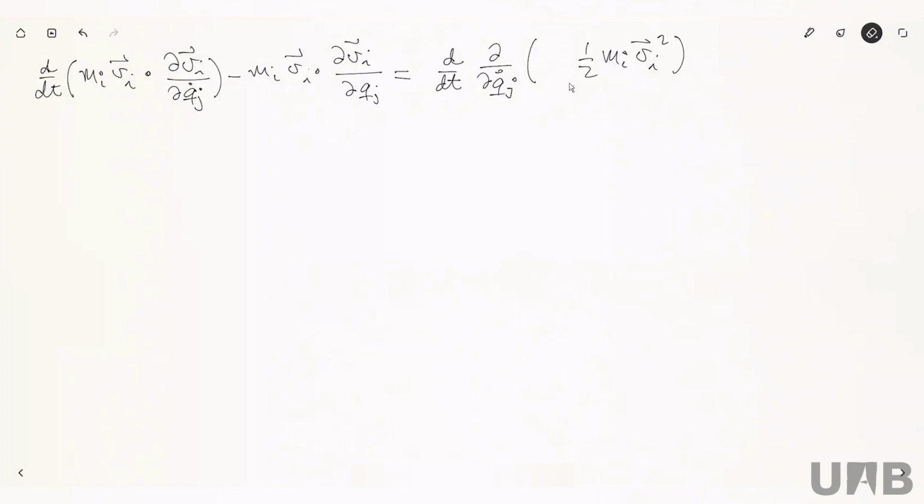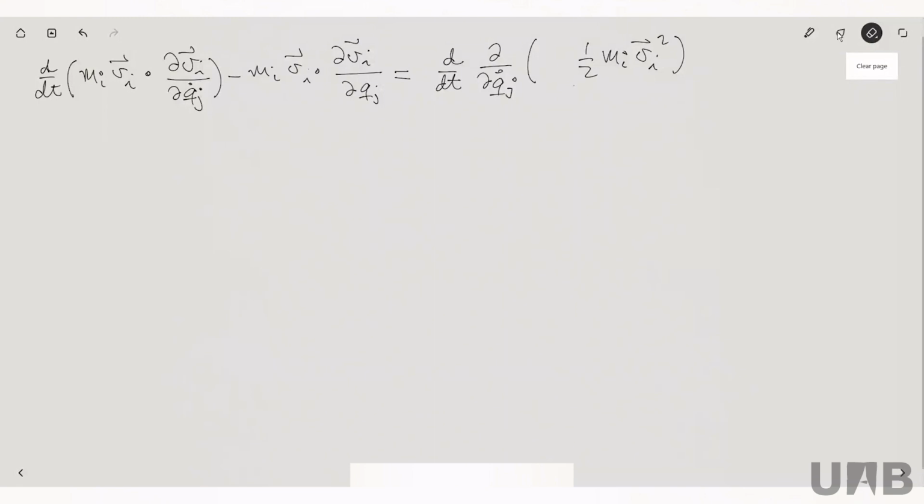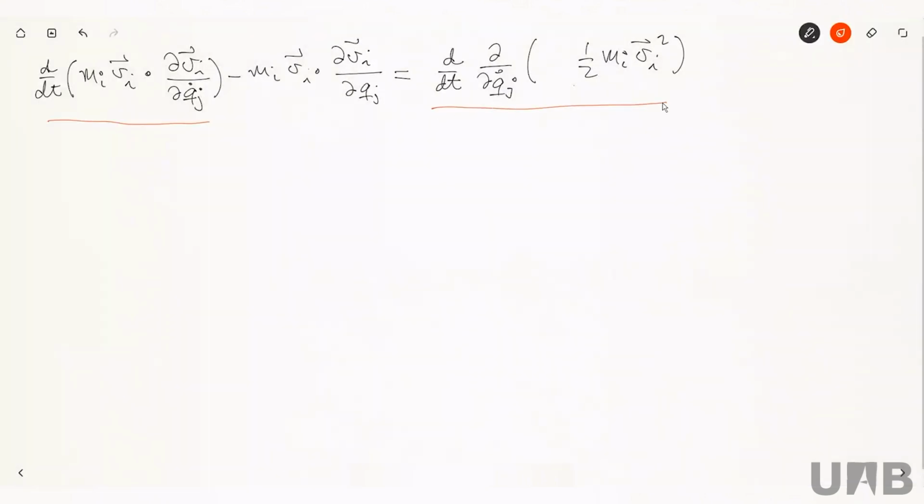So what I'm saying is that this first term is this first term, identically. If you take the derivative of something which is a square, you bring down a factor of 2. The factor of 2 cancels the factor of 2. And then you have m_i v_i times the derivative of v_i with respect to q_j. So that's exactly what it is, identically.